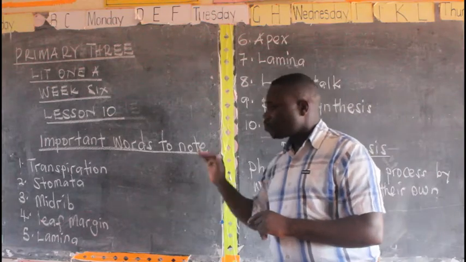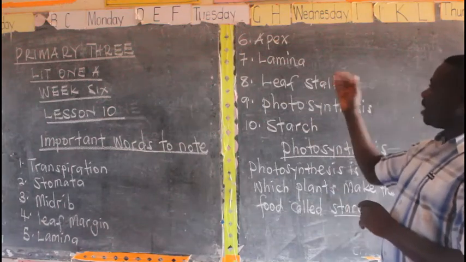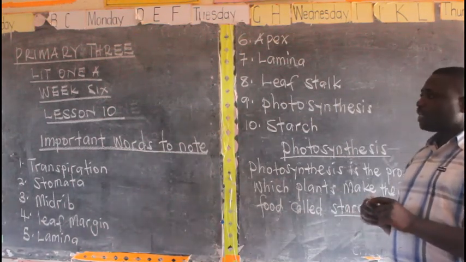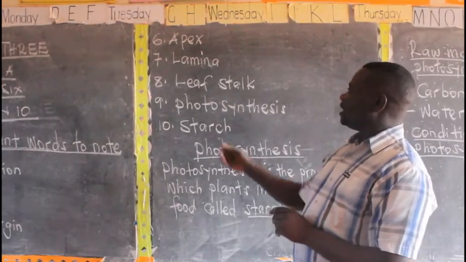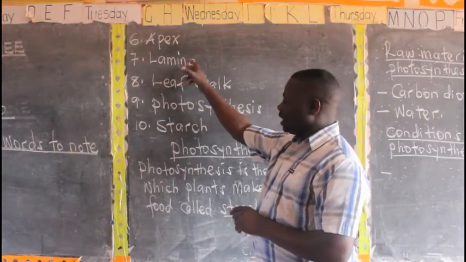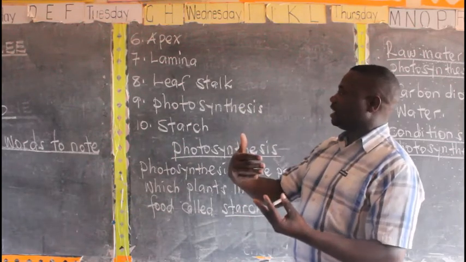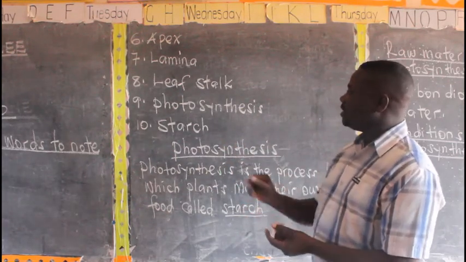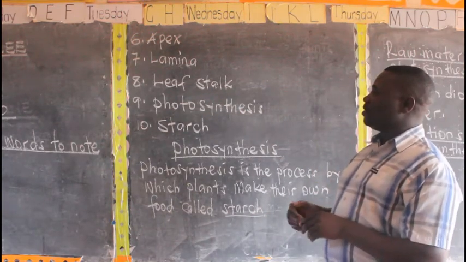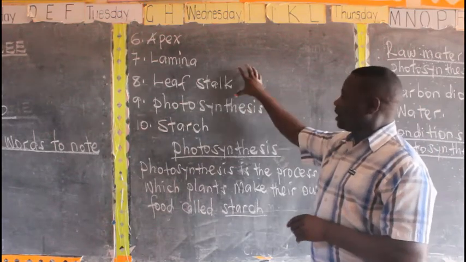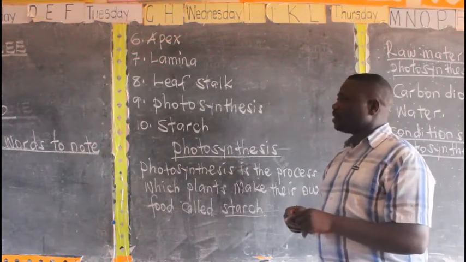Then we have lamina, the empty space of the leaf. Then we have apex. All of you say apex, the tip part of the leaf. That point we call it apex. Then we have lamina, we have repeated this word. It's the same as the other one, lamina, the empty surface of the leaf. Then we have leaf stalk, the bottom part of the leaf. We should go on and study this. It's very important for you to note these words in your head, such that in case you come across a question, you can answer with much ease.